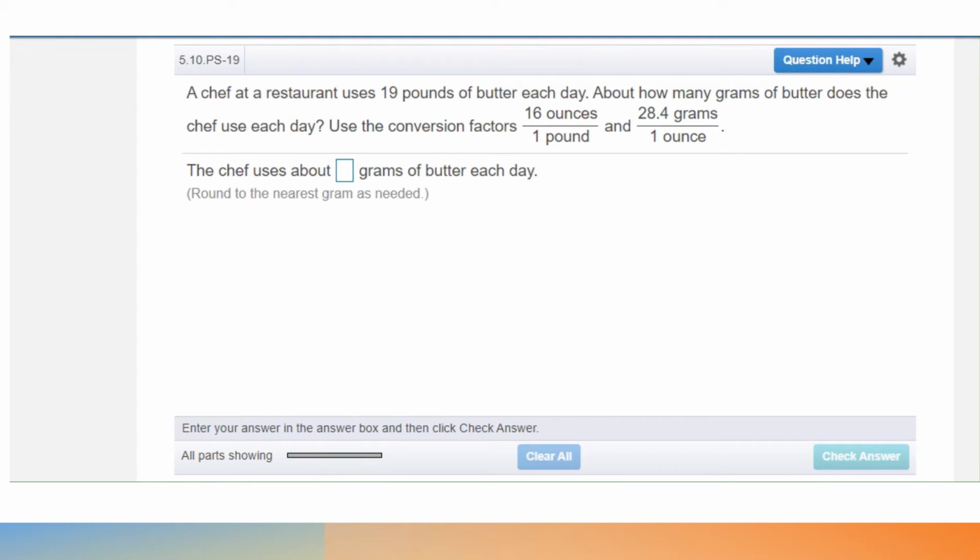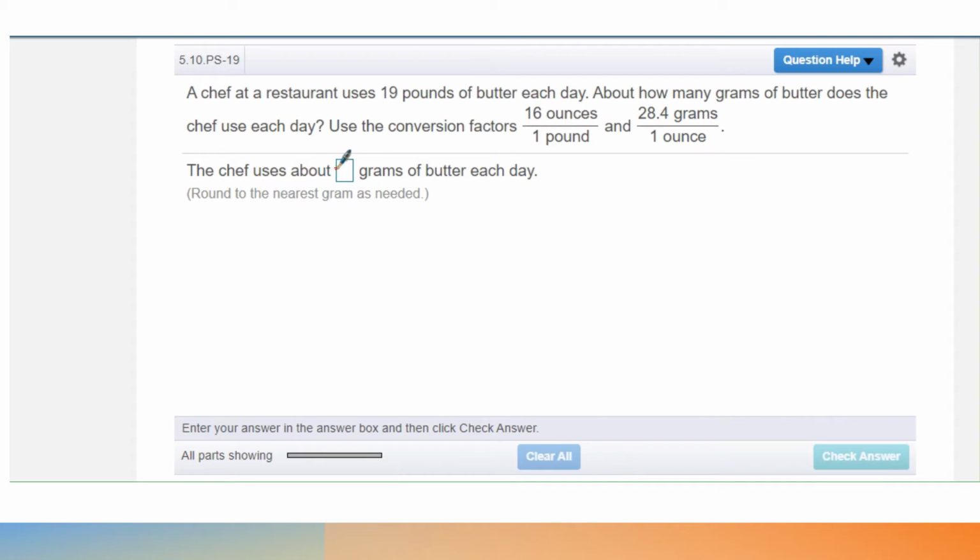Look at this one right here. You will definitely see this question. A restaurant chef uses 19 pounds of butter each day. About how many grams of butter does the chef use each day? Use the conversion factor, 16 ounces for every 1 pound and 28.4 grams for every ounce.